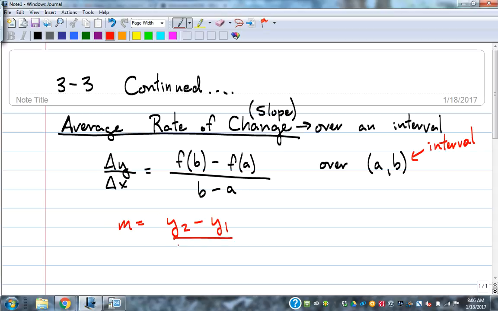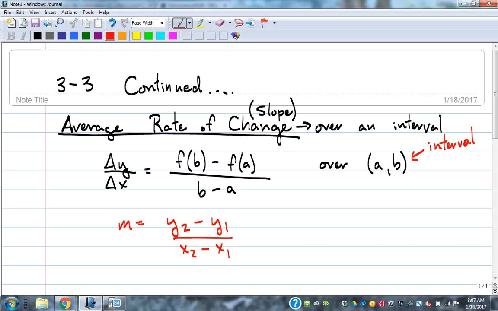It's the same slope formula you've been using since 7th grade. So y2 minus y1 over x2 minus x1. So f of b is the y value that goes with the x value b. f of a is the y value that goes with the x value a.